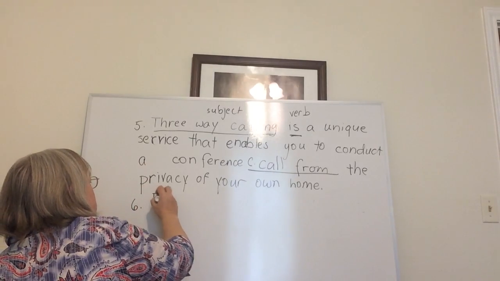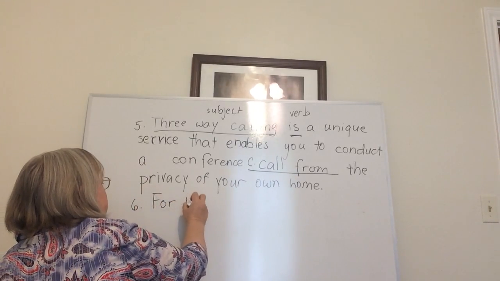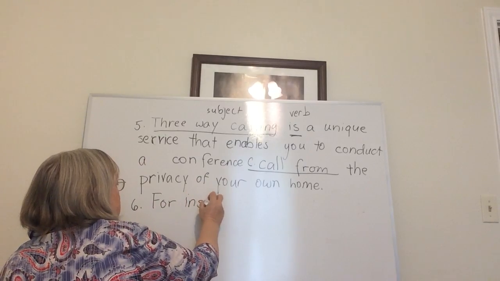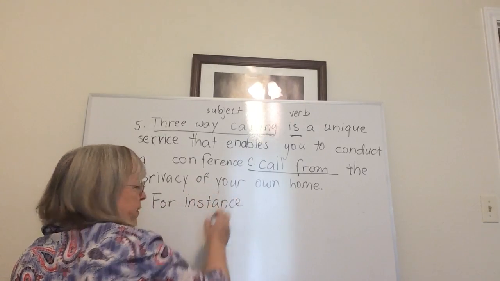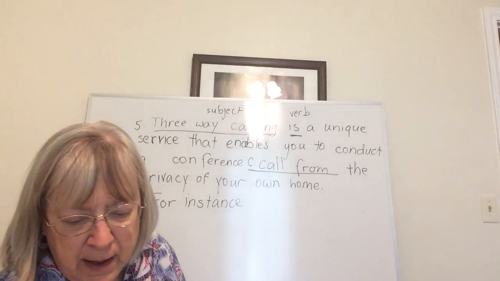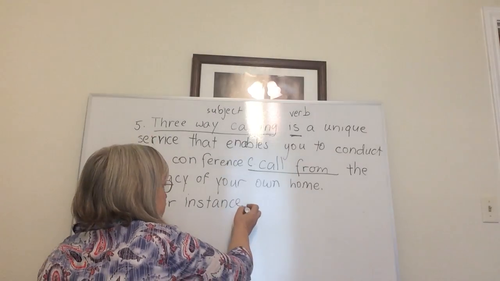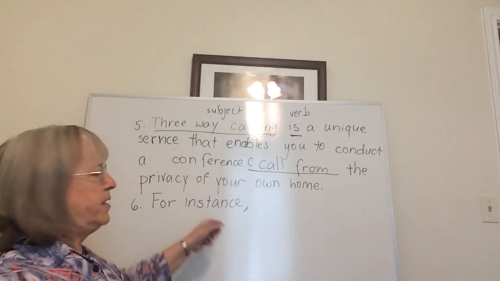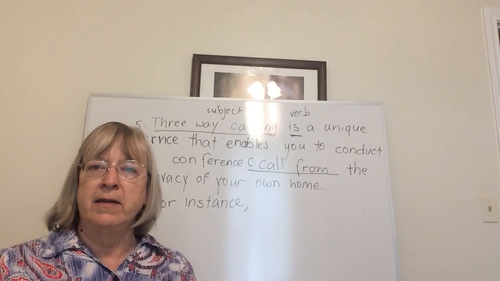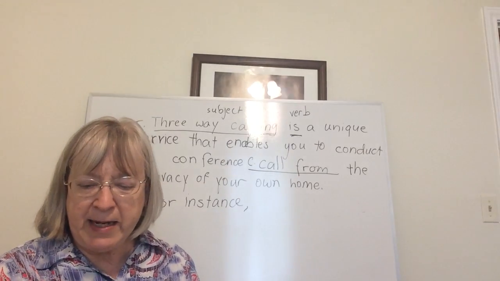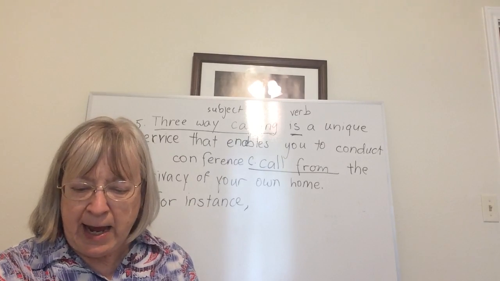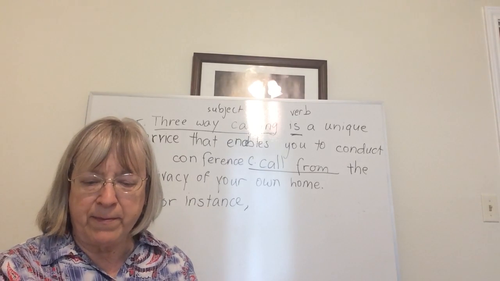6 is, for instance, and then there's a comma. Are there any subject or verbs there yet? No, so whatever we pick next, it has to have a subject and a verb.